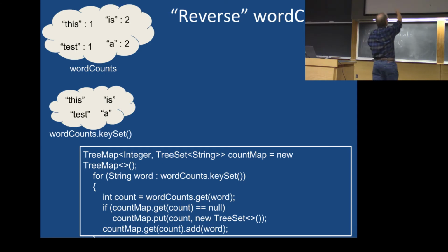So when we run this code, we'll end up with a map that maps 1 to something and maps 2 to something. What will 1 be mapped to? Yeah? It will be mapped to a set of strings containing this and test. And 2 will be mapped to a set containing is and of.